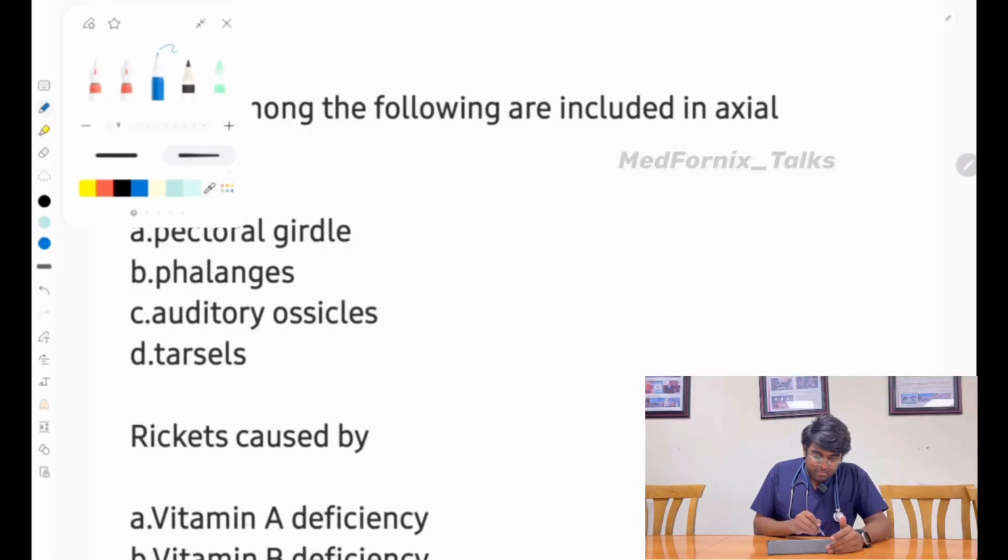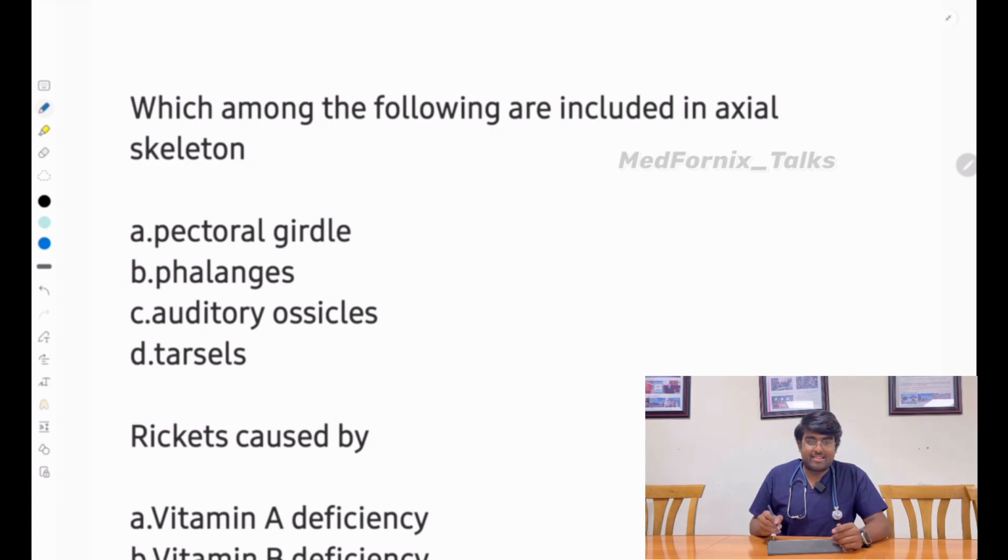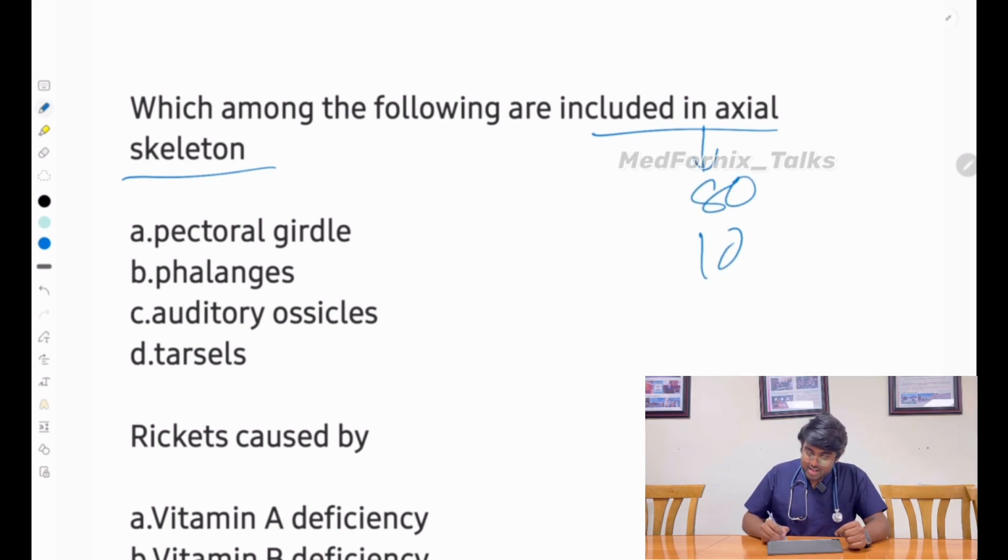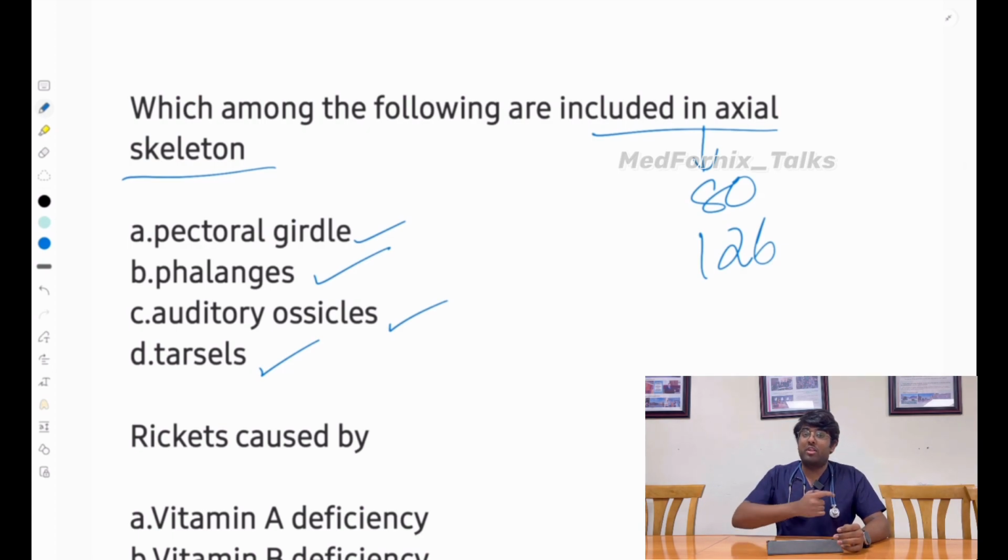Which among the following are included in the axial skeleton? You know that the axial skeleton is 80 bones, right? And the appendicular skeleton is 126. The options are pectoral girdle, phalanges, auditory ossicles, tarsals. Pectoral girdle, whether it is axial or appendicular? I have told you that the pectoral girdle forms the shoulder joints. These are extremities, so it is not the answer.